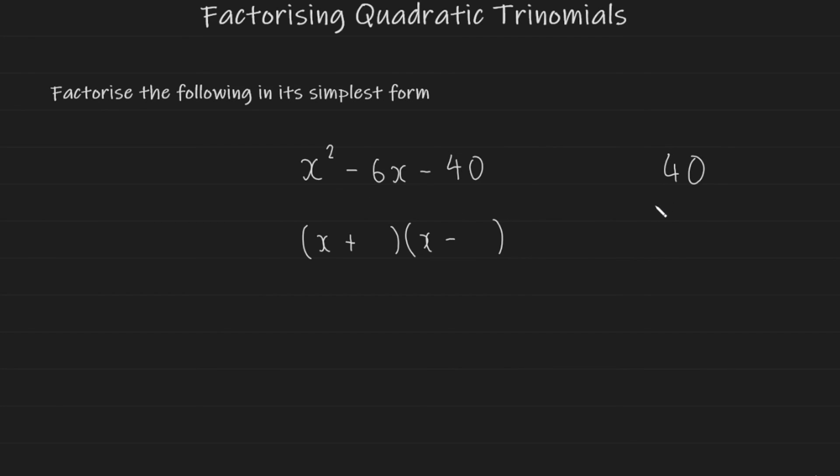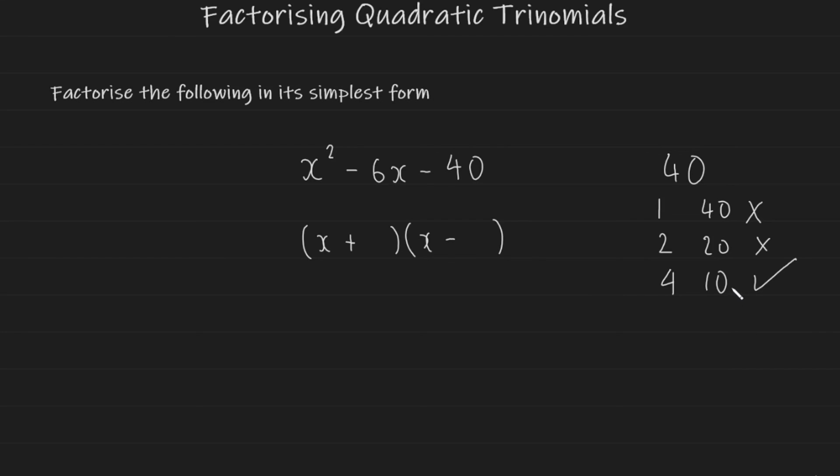Well, I know for a fact it cannot be 40 and 1. You cannot combine 1 and 40 in any way to get 6, so that rules it out straight away. I know that it cannot be 2 and 20 because there is no way you can combine 2 and 20 to give you 6 in any way. Now for the next factors, 4 and 10, you can combine 4 and 10 to give you 6. 10 minus 4 combine to give you 6. So these are the correct factors.